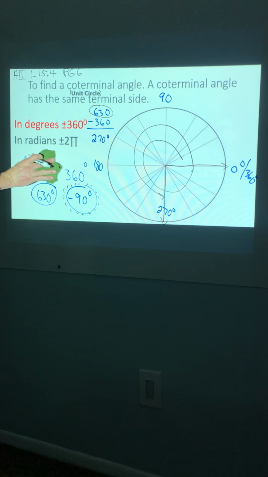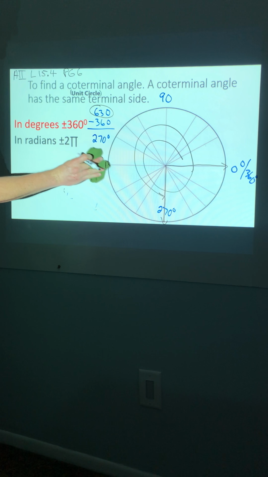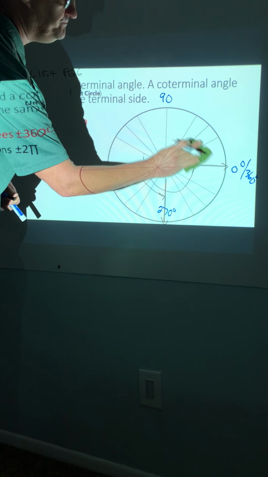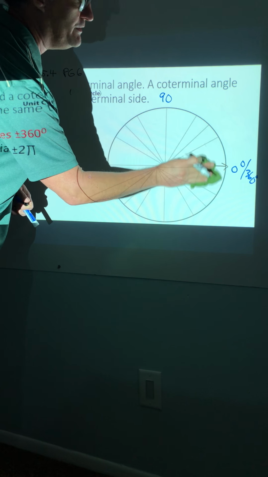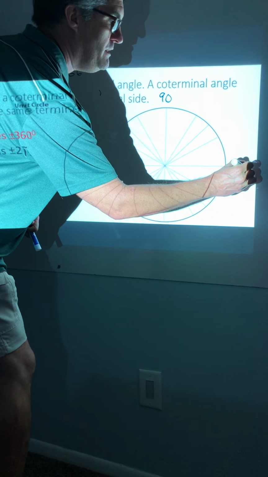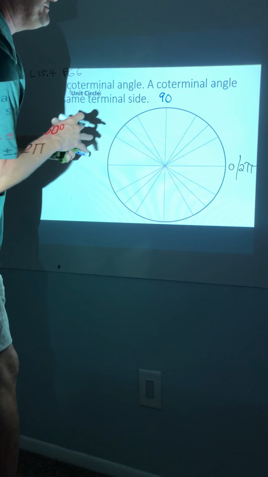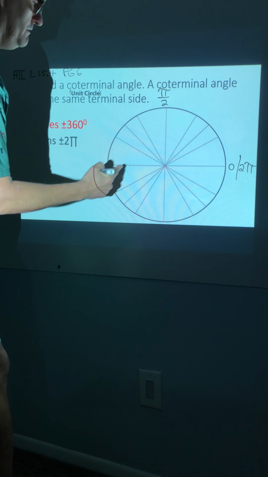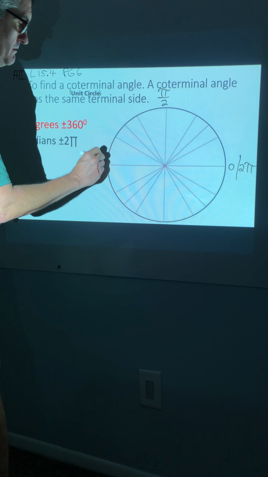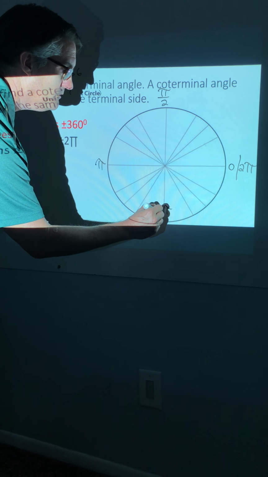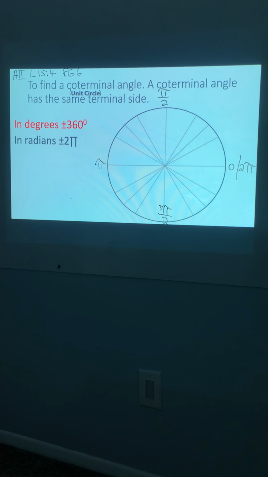Now let's try one in radians. Do not let the radians bother you. Let me erase all this and convert this really quick to radians. This would be 0 or 2 pi. This one up here is going to be pi over 2. This 180 is going to be pi. And this one down here is going to be 3 pi over 2. Everybody's with me?